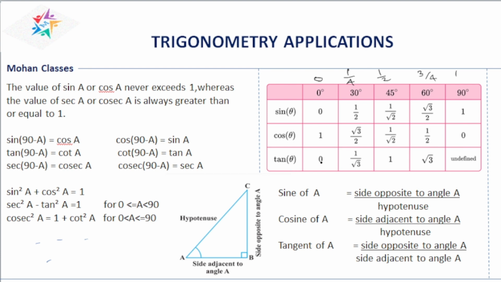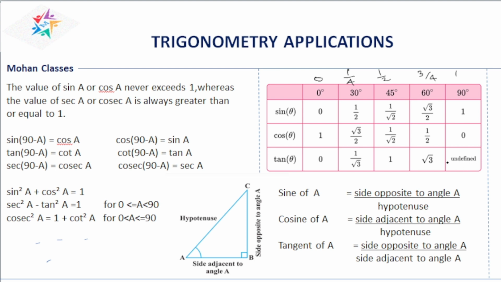Then tan theta, what? 0 divided by 1 is 0. 1 by 2 divided by root 3 by 2 will get 1 by root 3. 1 by root 2 divided by 1 by root 2 is 1. Root 3 by 2 divided by 1 by 2 will get root 3. This is undefined, 1 by 0. Any number divided by 0 is infinity.